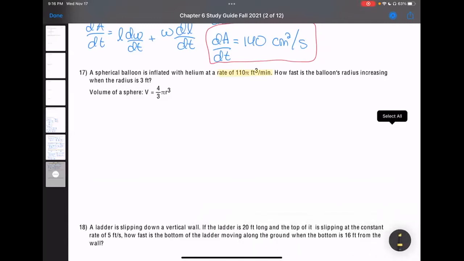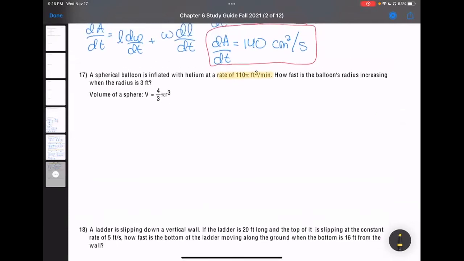So rate, that's the key word there, of 110 pi feet cubed. Don't forget, you have to include the pi. So how fast is the balloon's radius increasing when the radius equals 3 feet? So we have 3 pieces here. We have the rate of change of volume equaling 110 pi. We're looking for the rate of change of the radius with respect to t when the radius equals 3.